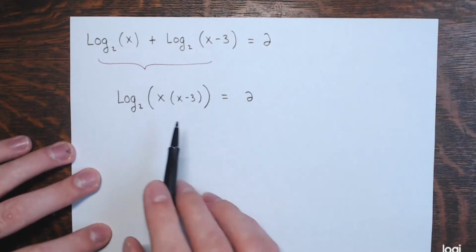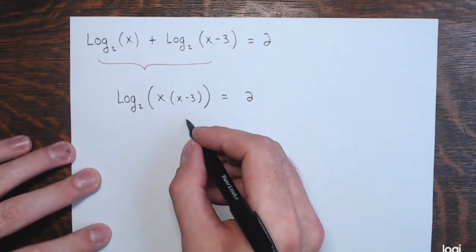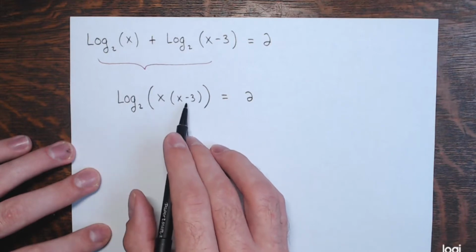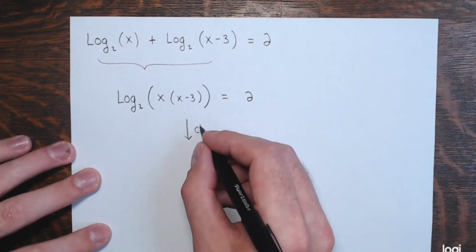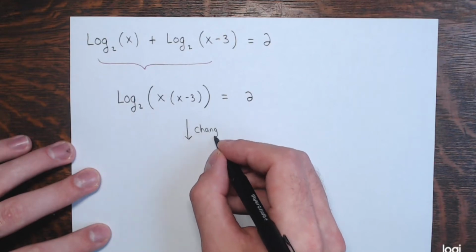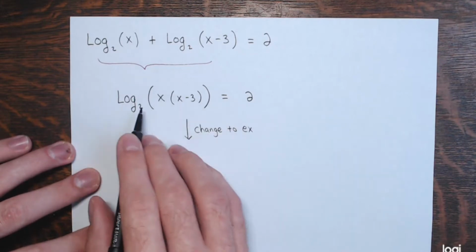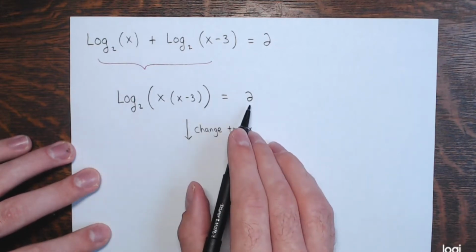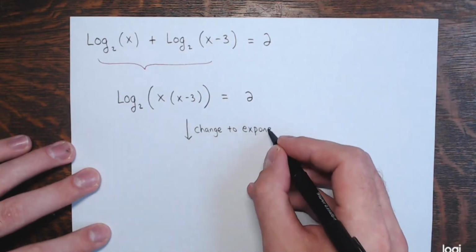Well, remember, if you have a single log equal to a number, then you can very easily get to trying to solve for the variables inside the log by changing to exponential form. But first you need it like this. You need a single log equals a number. You need it this way to be able to then change to exponential form.